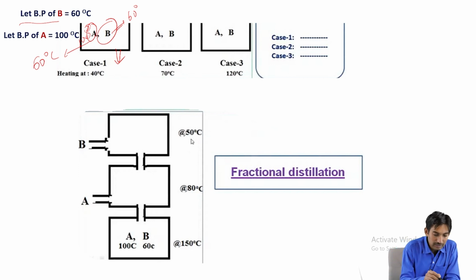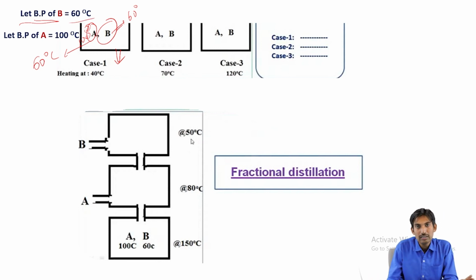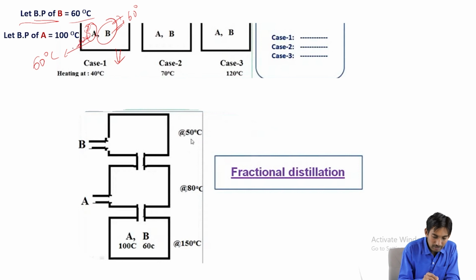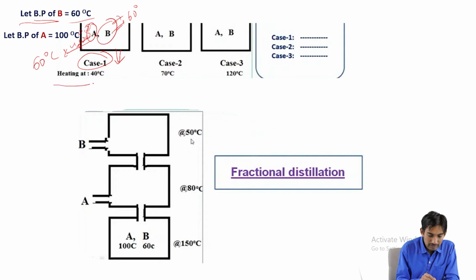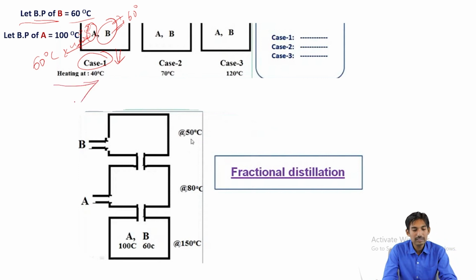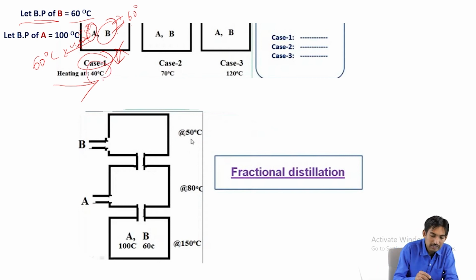Take one container with two fractions, A and B. Fraction B has a boiling point of 60 degrees centigrade, and fraction A has 100 degrees centigrade. In case 1, we heat at 40 degrees centigrade. If you heat these two fractions at 40 degrees centigrade, what happens? The boiling point of B is 60 and of A is 100, but we are supplying only 40 degrees centigrade.